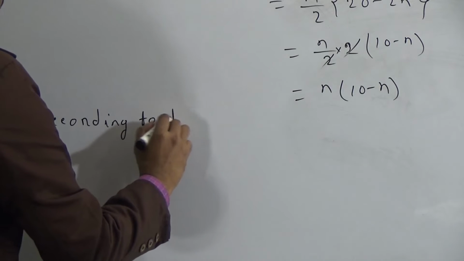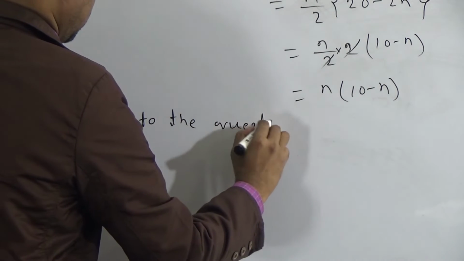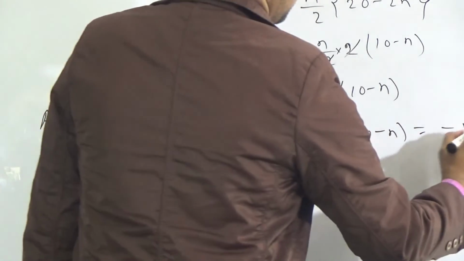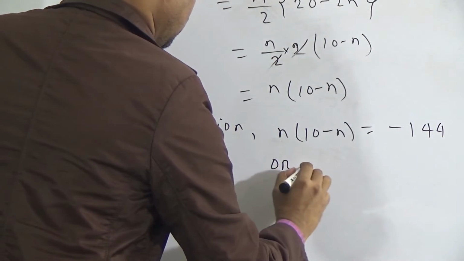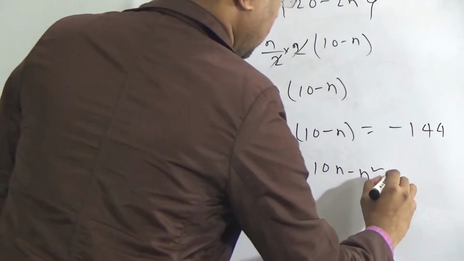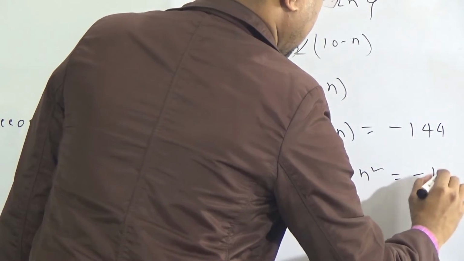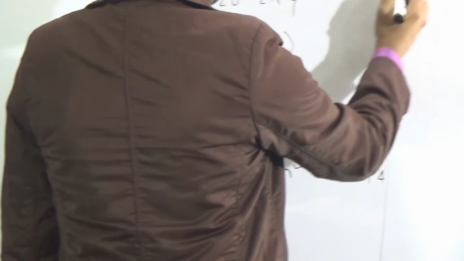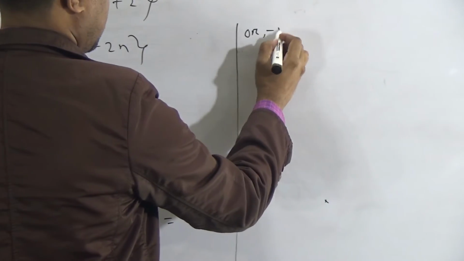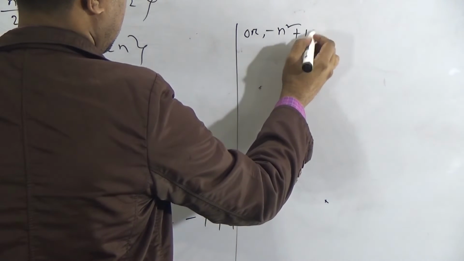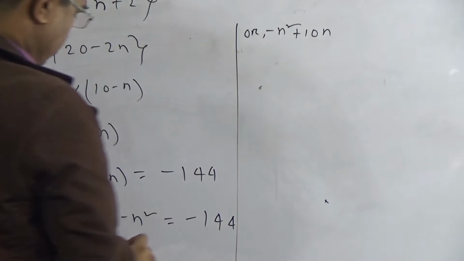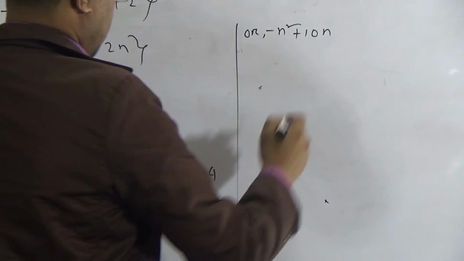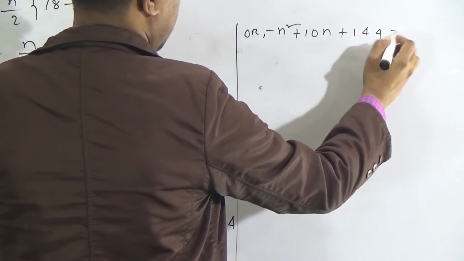According to the question, n into 10 minus n equal to minus 144, or 10n minus n square equal to minus 144. Okay, now at first we will write minus n square plus 10n, minus n square plus 10n. When minus 144 comes to the left side, it will be plus 144 equal to 0.